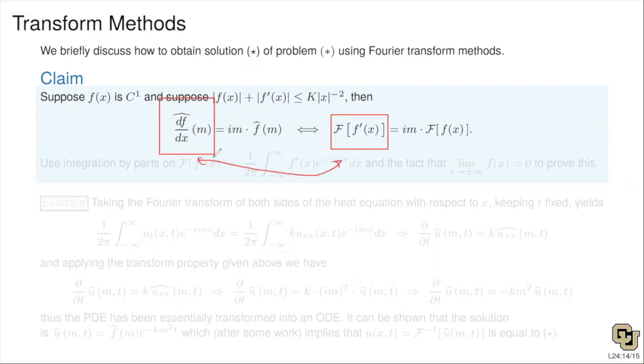Remember what the Fourier transform is. The Fourier transform is just the coefficient. It'll take a function of x and give us a function of m. Remember, that's what the Fourier transform does. So here, this hat indicates the transform.